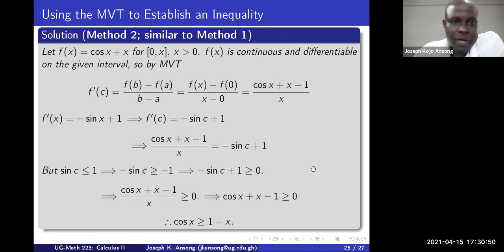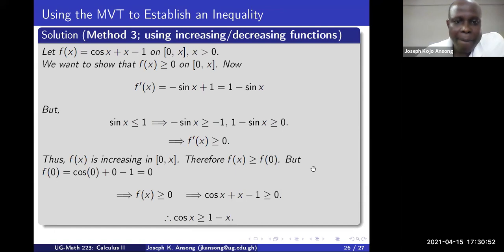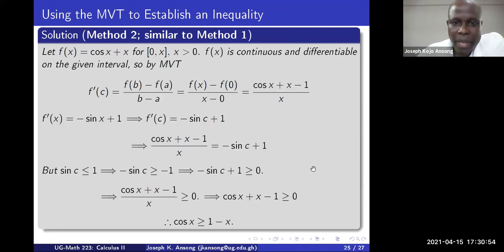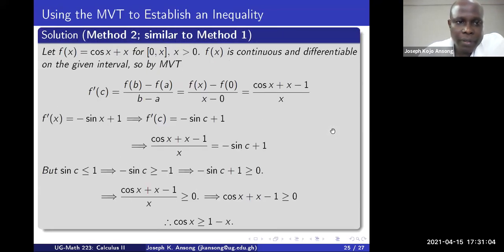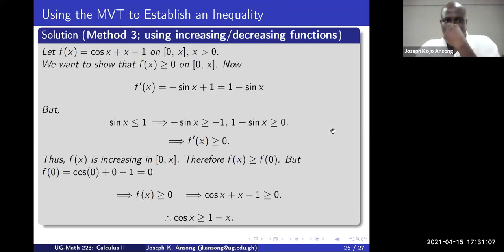Now, the last one is a bit different in the sense that you are not directly applying the formula in this case. Sometimes you are just asked to prove the inequality or establish it, and you are not told to use the MVT directly. So you could use the MVT or use the fact that a function is increasing or decreasing. And that is what method 3 is about.